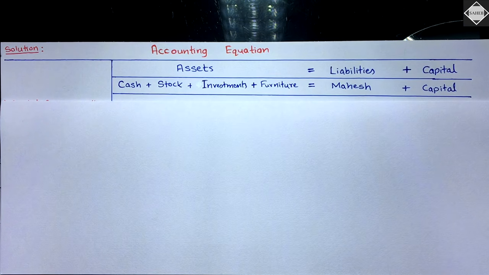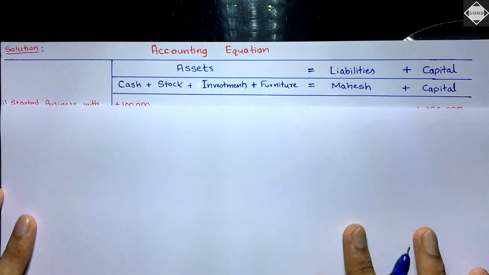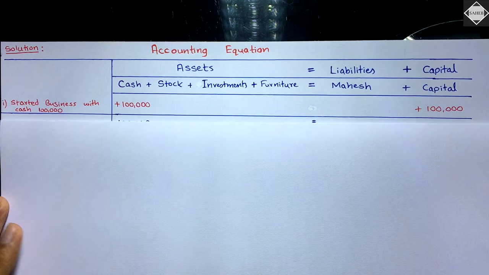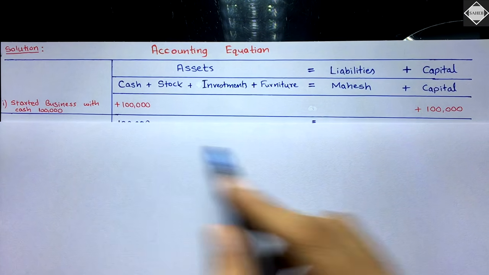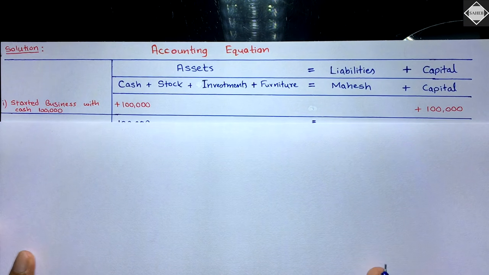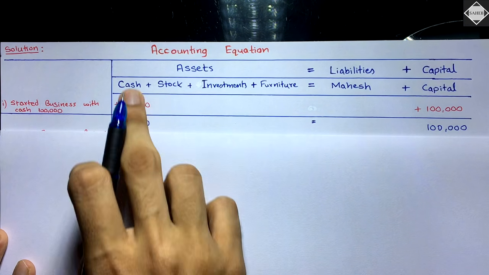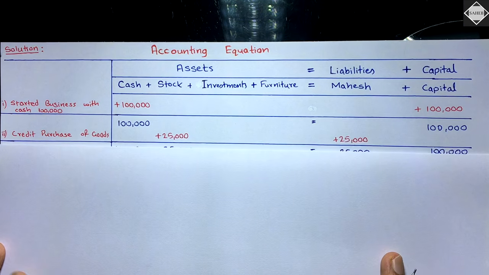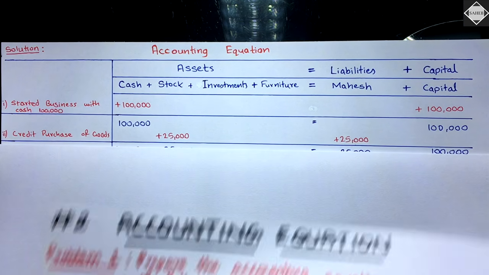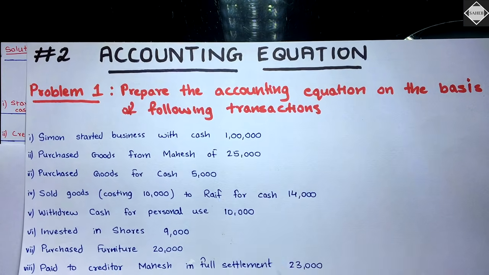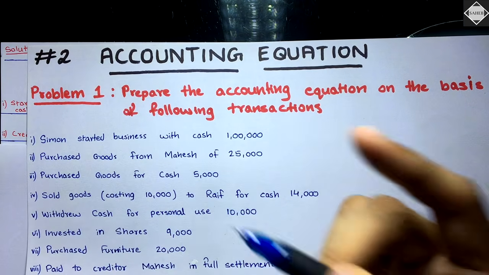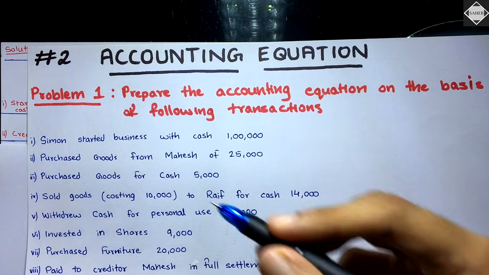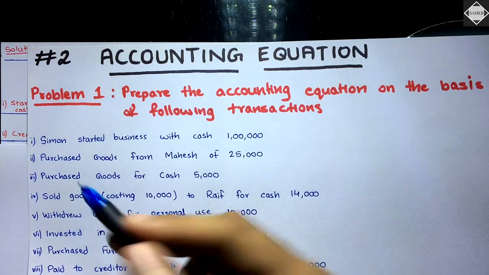Fine. Okay, so the first transaction was started business with cash 1 lakh. So simple, cash is increasing, add in the cash, add in the capital. Clear? So when you take the balance total column, 1 lakh is equal to 1 lakh. Clear? Yes. The second transaction was, see here, credit purchase of goods from Mahesh of 25,000. Mahesh is our creditor, liability, payable. So that is increasing, and goods means what?